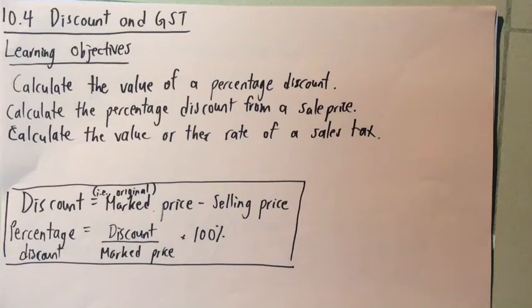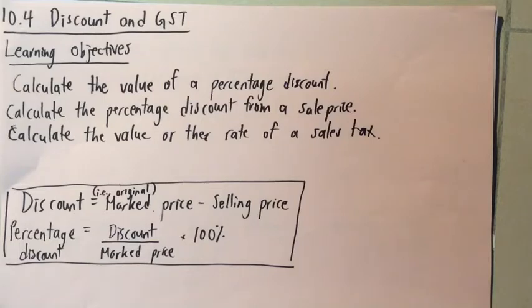Hello class, today we'll be covering the final lesson from chapter 10, 10.4 Discount and GST. Now we have three learning objectives. The first one is to calculate the value of a percentage discount. So if we're given a certain price and we're told that there's a certain percent discount, how do we calculate the size of that discount?